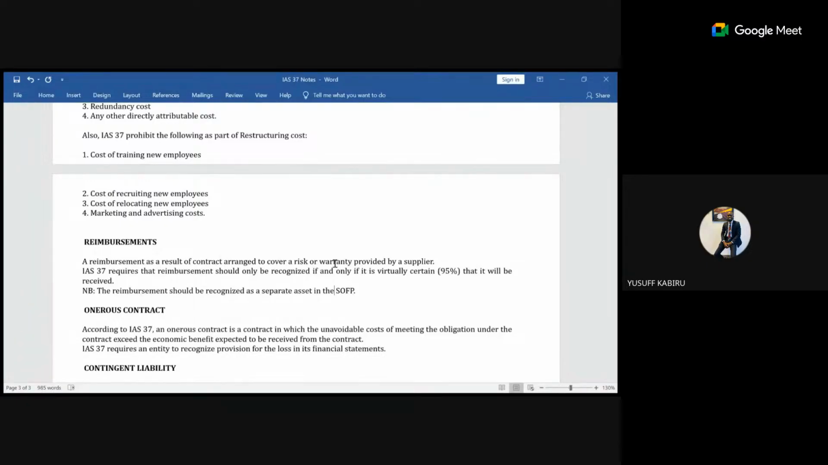Do you remember that when you have a risk and you want to take that risk, it is better to go for an insurance? When you have an insurance company that, as a result of any uncertainties, is going to reimburse you, that cost is a reimbursement cost. So IAS 37 says that you cannot recognize that reimbursement unless it is virtually certain.